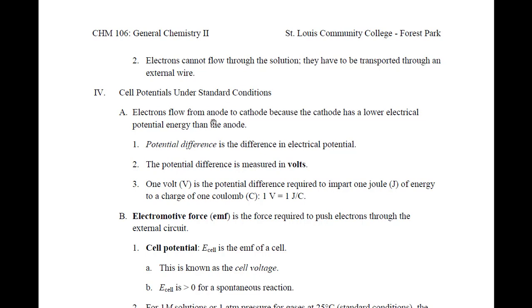And so electrons flow from anode to cathode. The cathode has a lower electrical potential energy than the anode does, and that potential difference is the difference in electrical potential, and potential difference is measured in volts, the force with which the electricity is flowing. 1 volt then is the potential difference required to impart 1 joule of energy to a charge of 1 coulomb. So a volt is a joule per coulomb.